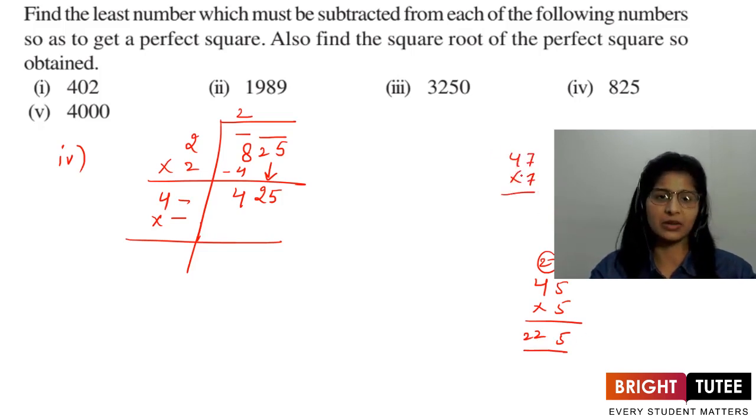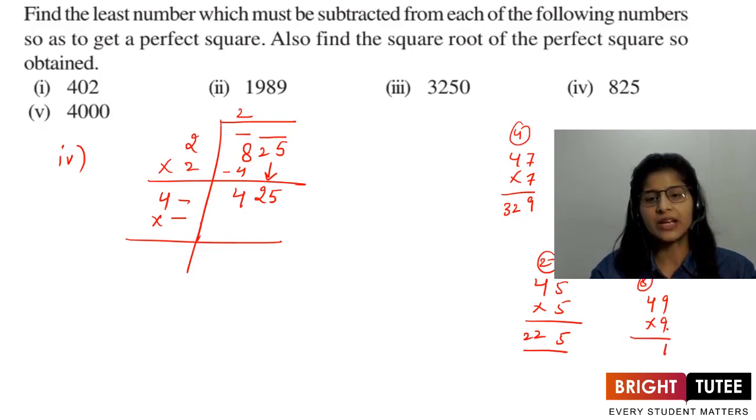If we try with 7, what do we get? 7 7s are 49. Carry is 4 here. 7 4s are 28. 28 plus 4 is 32. That is also very less. Let's try with 9. 9 9s are 81. Carry is 8 here. 9 4s are 36. 36 and 8. Right? See carefully here. 9 9s are 81. 8 is the carry. 9 4s are 36. 36 plus 8 is 44. 44 we will get.